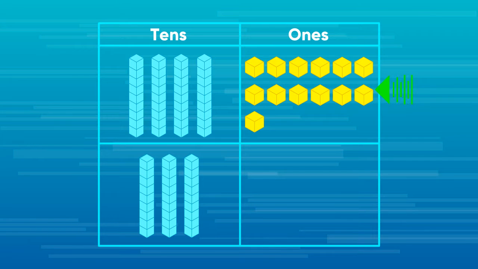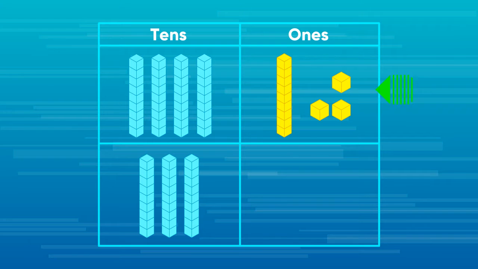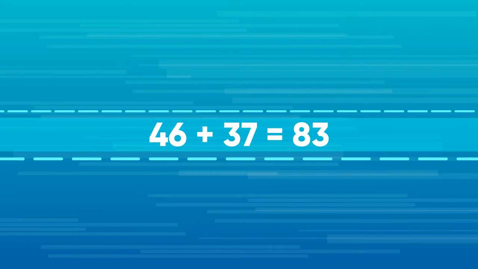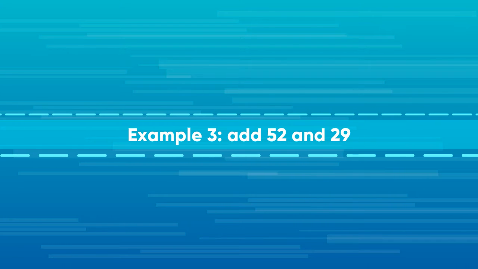On adding the cubes in the ones place, we get 13 cubes in all. Of these 13 cubes, 10 cubes group together to form 1 rod, which gets carried in the tens place, and 3 cubes remain in the ones place. Thus, on adding, we get 8 in the tens place and 3 cubes in the ones place. Therefore, 46 plus 37 is equal to 83.